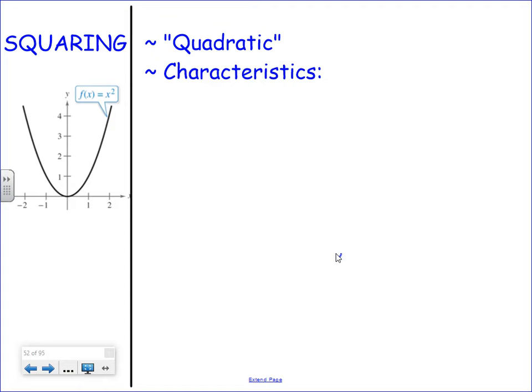The squaring function. But who calls it the squaring function? Seriously, let's call it the quadratic. Characteristics. You guys know some stuff about them. What do you know? Yeah, you can say it's parabolic or it's a parabola. As such, since it's a parabola, what are some things that we can say?